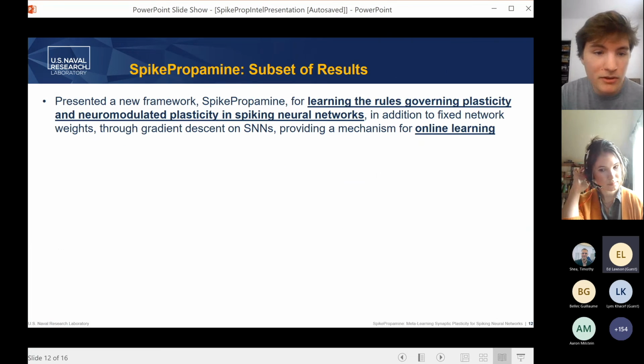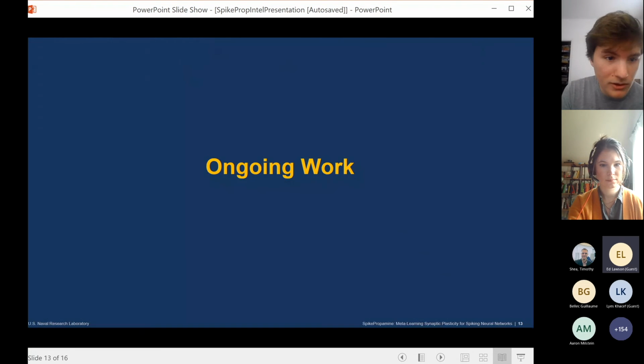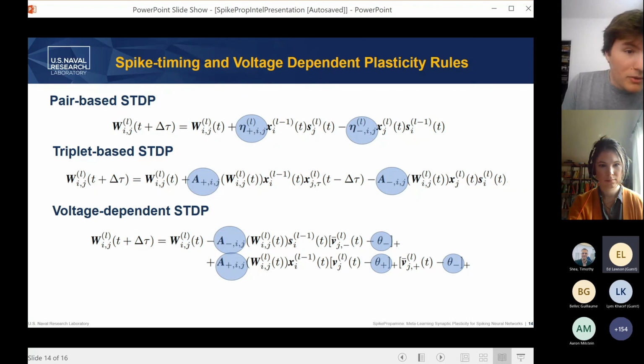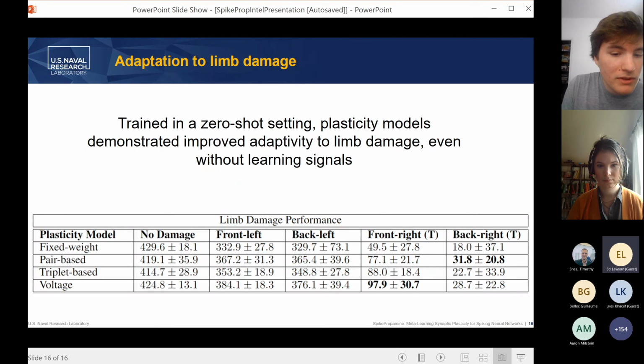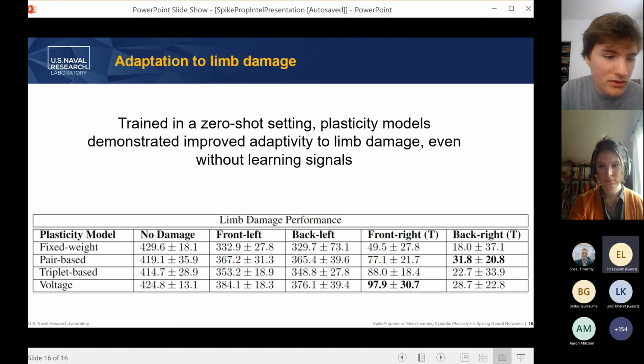Okay, I was just going to share some ongoing work, but I'll just run through that really quick. We're now working on some STDP learning rules. We're doing pair-based, triplet-based, and voltage-based, and we're observing the dynamics of all of that. We're looking at adapting to limb damage type problems, and we've demonstrated thus far that, training in a zero-shot setting, plasticity models can improve adaptivity to limb damage even without any learning signals. And this is only further improved by the addition of neuromodulatory signals. Okay, that's it.